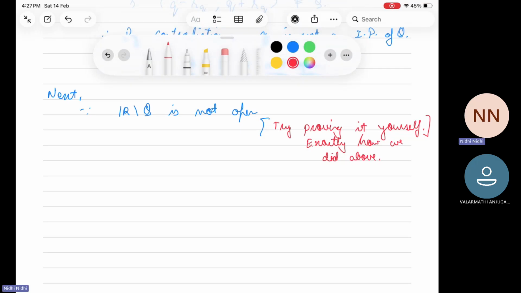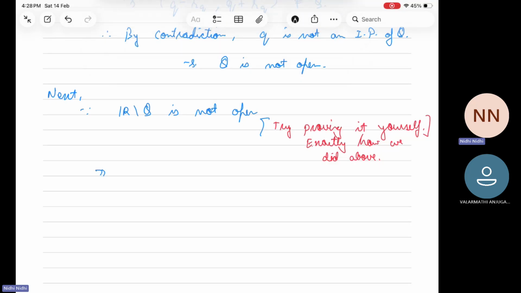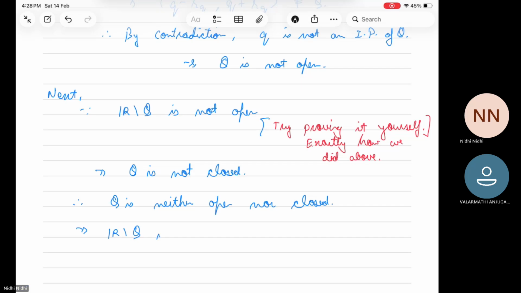Now since R minus Q is not open, therefore Q is not closed, because we know that a set is closed if and only if its complement is open. So therefore Q is neither open nor closed, which would eventually imply that R minus Q is neither closed nor open.